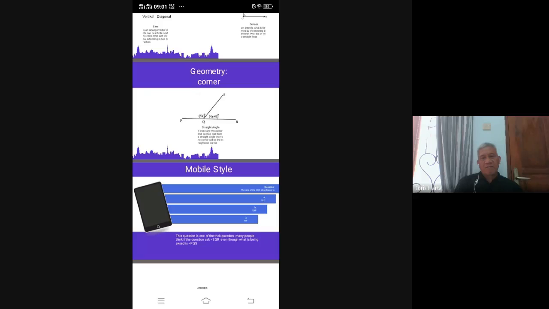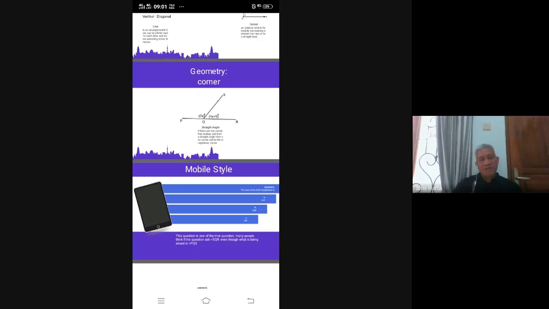This question, and we can see at the picture of the corner. There was a corner P, Q, R, and S. And this question is one of the trick questions. Many people think if the question asks corner SQR, even though what is being asked is corner of PQS.